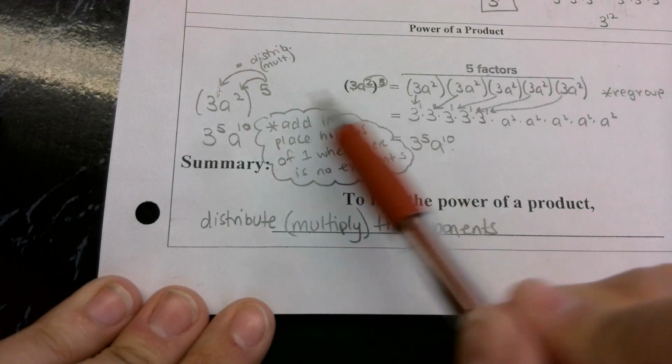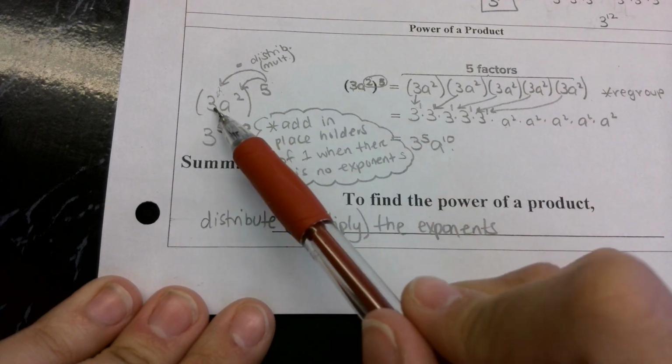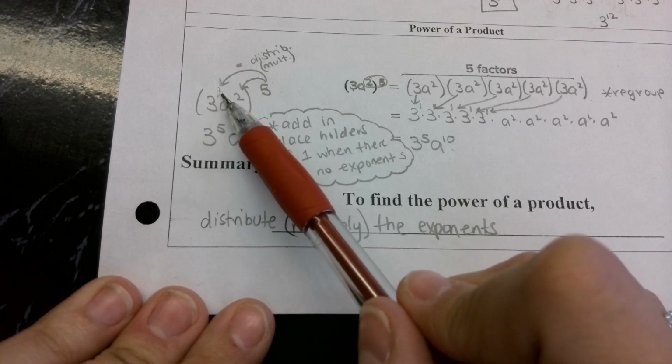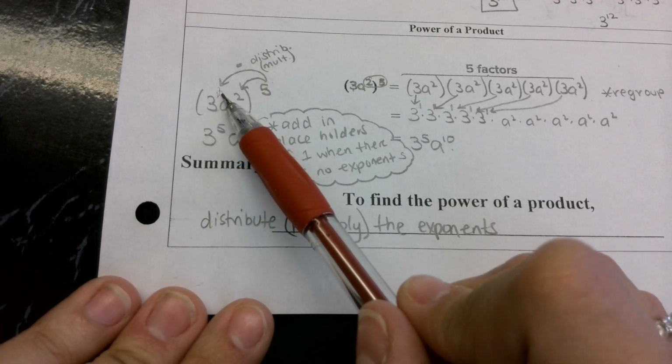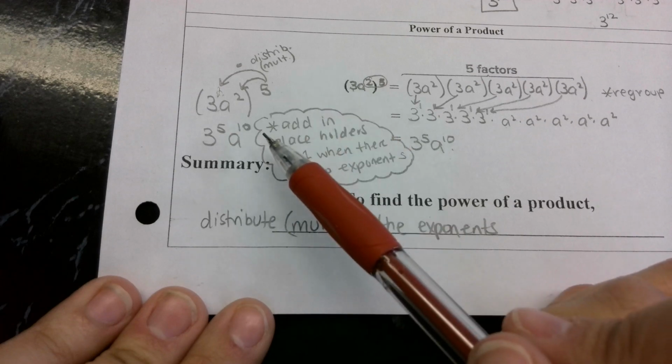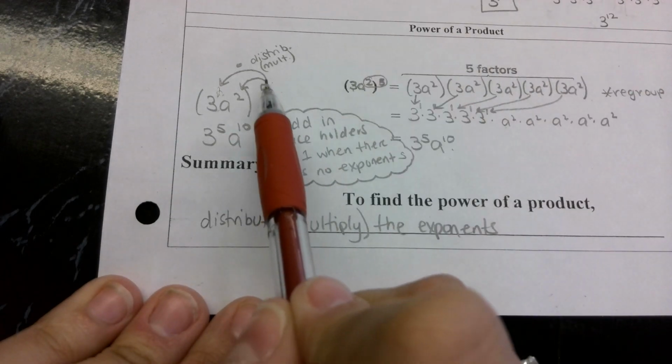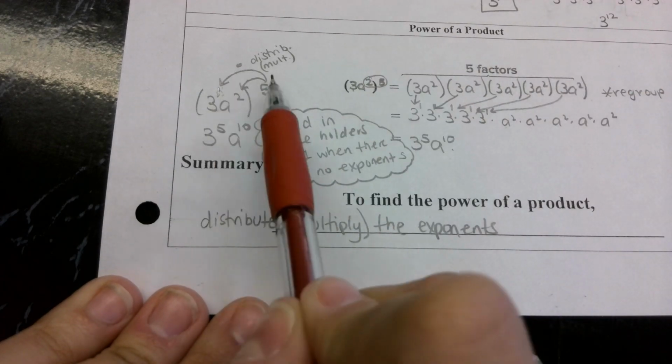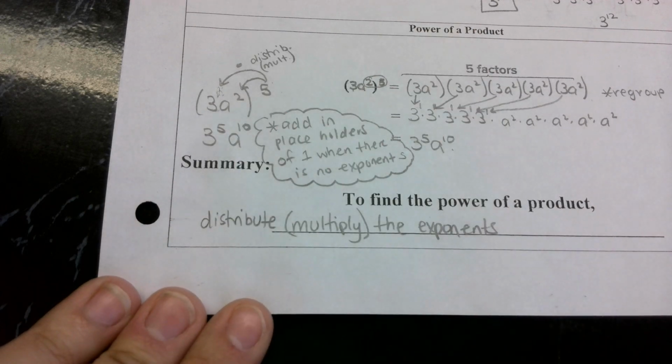Here, when you don't have an exponent written, you want to add in a placeholder of 1. So all these notes, because that exponent on the outside is going to distribute and hit every exponent on the inside. And when you distribute, you multiply.